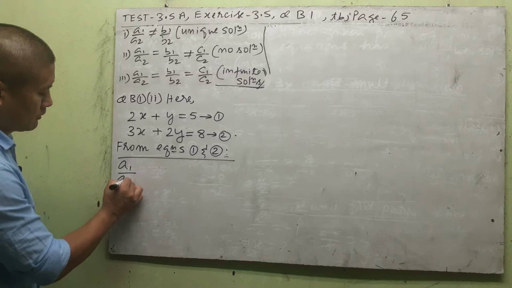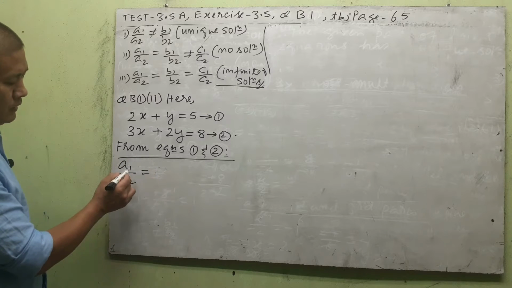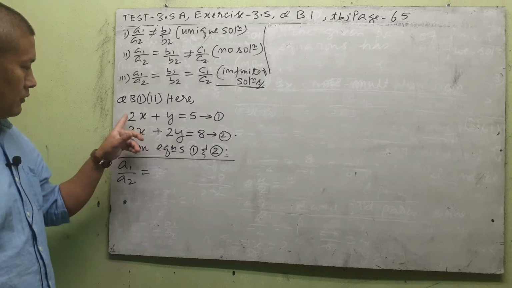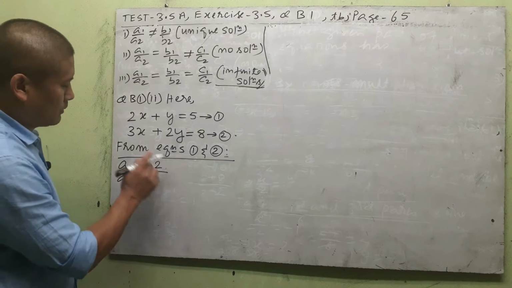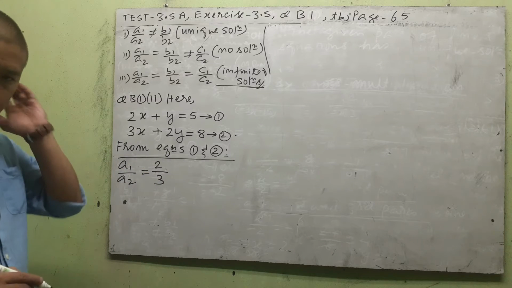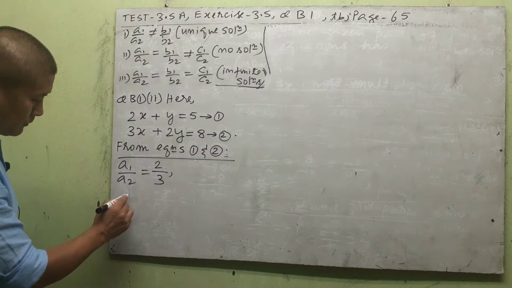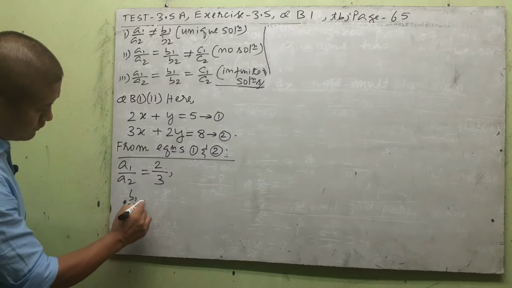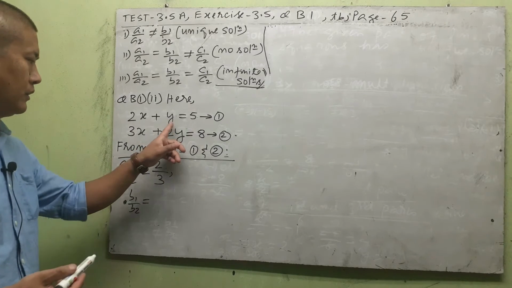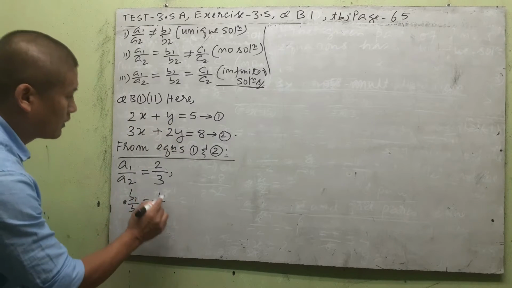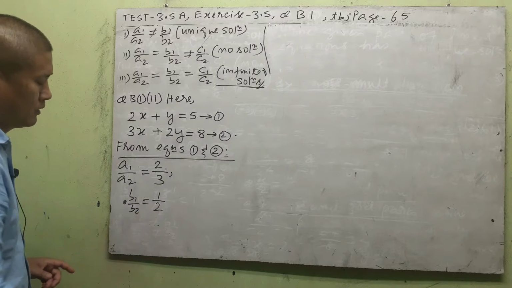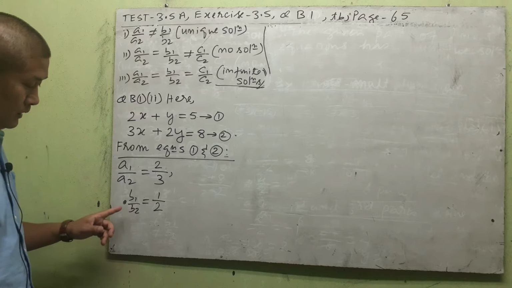So A1 by A2 will be, A1 and A2 are the coefficients of x. So here in the first one, coefficient of x is 2 divided by here, coefficient of x is 3. So can't cancel, so you can keep it like that. Then B1 by B2, B1 and B2 are the coefficients of y. So here in front of y, no number means plus 1. Here in front of y, there is 2, so plus 2. Can't cancel, so we can keep it like that.